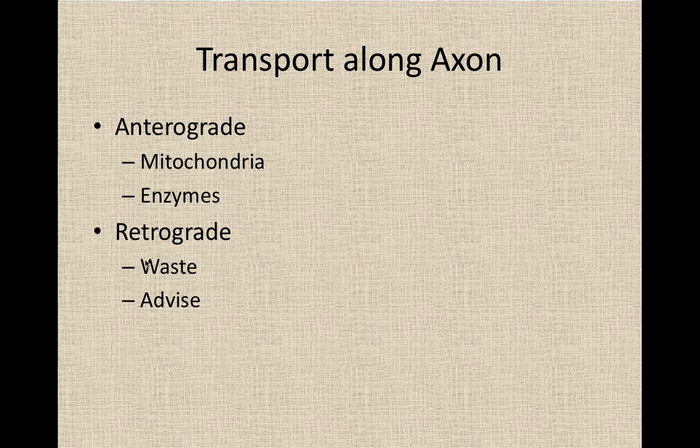And you can get retrograde transport, which is going to bring waste back towards the cell body so that you can release that into the bloodstream. And then advice. So something is damaged, okay? If your axon has been ruptured for some reason, or you're not getting the signal through, you can get that advice back to the cell body, so you can correct something, or send some healing or more enzymes down to the axon terminal.